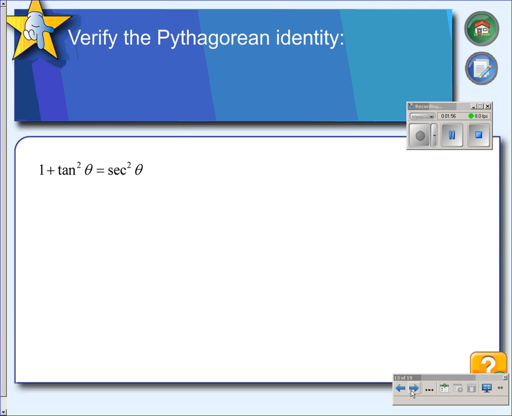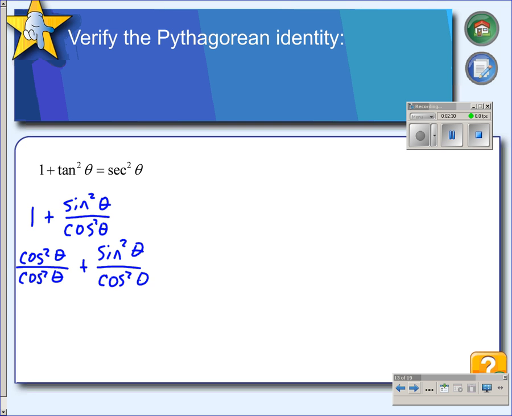So we're going to work on the left side, and we're going to use our basic identities to verify this. So the tangent of theta we know is sine theta over cosine theta. So since the tangent was squared, the sine and the cosine are both squared. And then we can get a common denominator, so we'll multiply the 1 by cosine squared over cosine squared. Okay, so then we have a common denominator, so we can add our numerators over cosine squared theta.